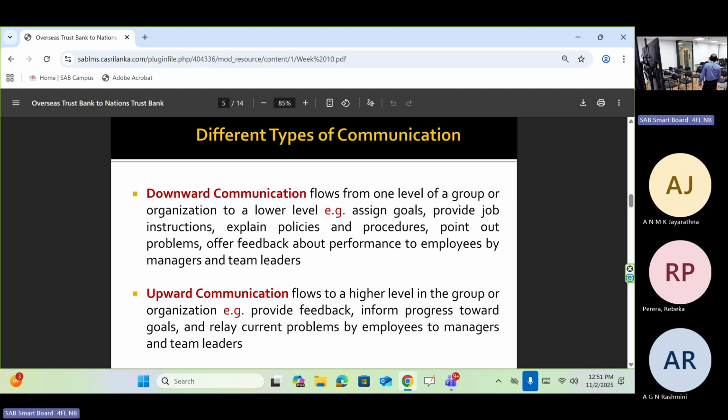Organizational formal communication can be further divided into two: vertical and horizontal.